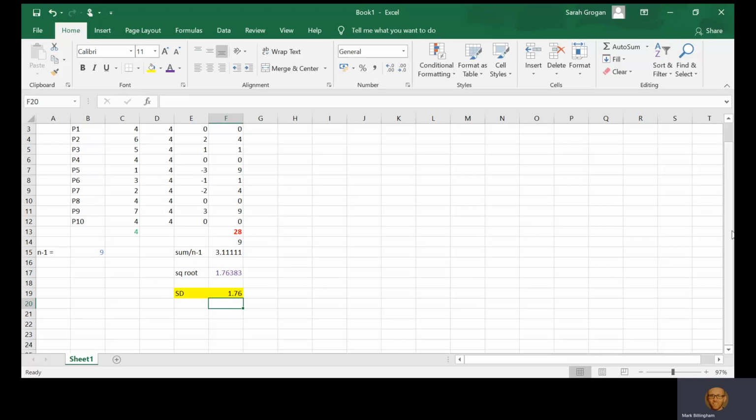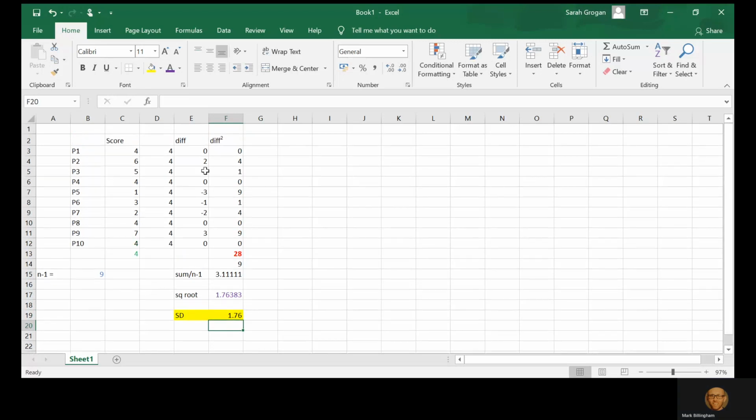So just to remind you how we've done that, we started with the scores and we worked out the mean. That's that 4. We subtracted the mean from every score. And that gave us this set of answers, the differences. Now these differences will always add up to 0, whatever the data set. So what you then do to stop that happening is you square the differences, and when you add those up, you will get a number which is not 0. In this case, you have 28.